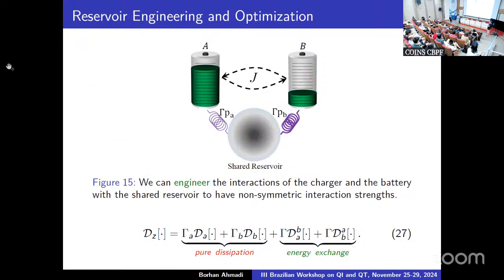Yeah, so that prompts me to another question. What is actually the state of the battery? Because if it's direct coupling, if I directly charge, it's a coherent state, and so if I put this extra dissipator, it probably won't be a coherent state.